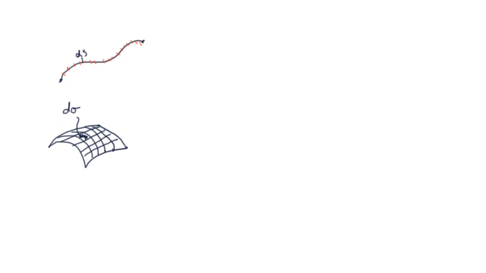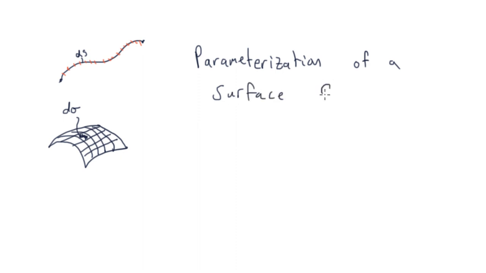But what we need to do, just like with a line integral, where we needed to parameterize the curve, is parameterize the surface before we can do a surface integral. So how do we do that? Well, a parameterization of a surface, and we'll call the surface capital S, looks like this. Well, it's just like a parameterization of a curve. It's a vector valued function.